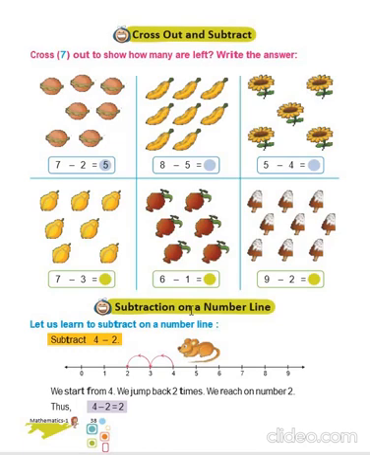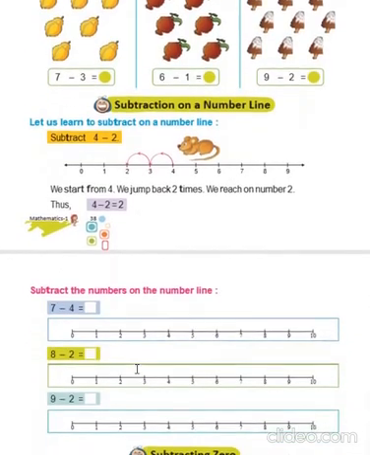Now subtraction on a number line. What we have to do? We have to subtract on a number line. First we have to draw a number line. Suppose we have to subtract 2 from 4. First we have to jump directly to 4. Then we have to jump 2 steps backward. 1, 2. So what do we get? We get 2. So 4 minus 2 will be equal to 2.